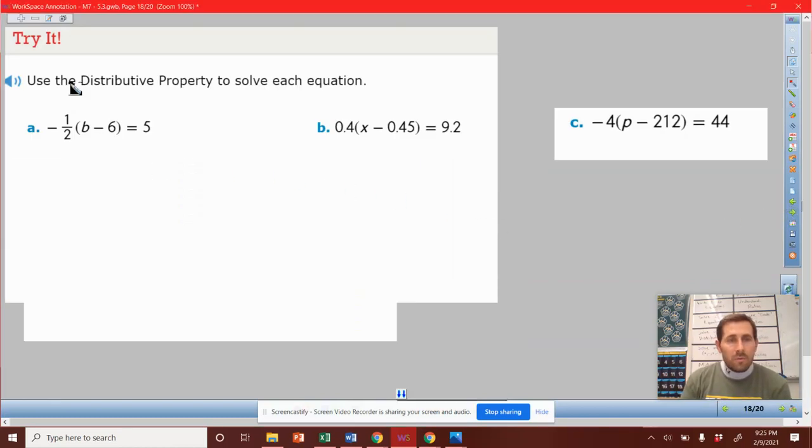Okay, so let's solve each of these. What I'm going to do to get rid of this 1/2 is to multiply by the reciprocal. Another thing I can do is divide by 1/2 and divide by negative 1/2. That will get rid of the 1/2.